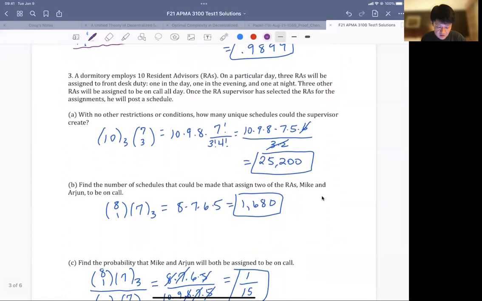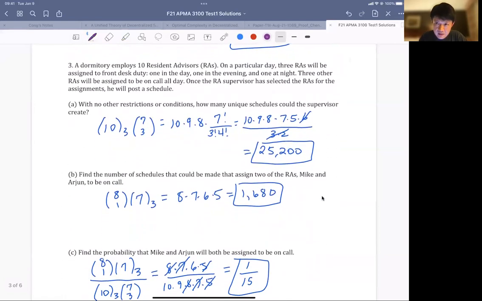Okay, moving on. Question number 3. A dorm has basically 10 resident advisors, a total of 10, okay? On a particular day, there are 2 categories of tasks. First is 3 RAs will be assigned to the front desk duty, 1 in the day, 1 in the evening, and 1 at night. Okay, this is the first type of task. The second type of task is that 3 other RAs will be assigned to be on call all day. Okay, so there are 2 different categories of tasks.